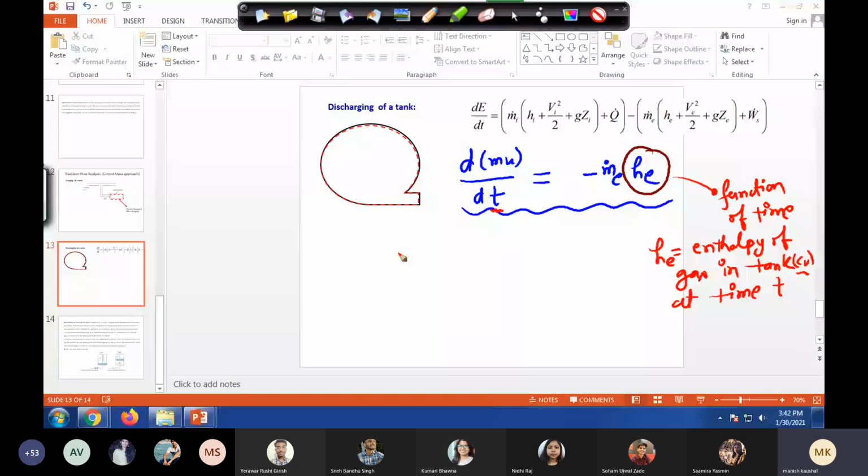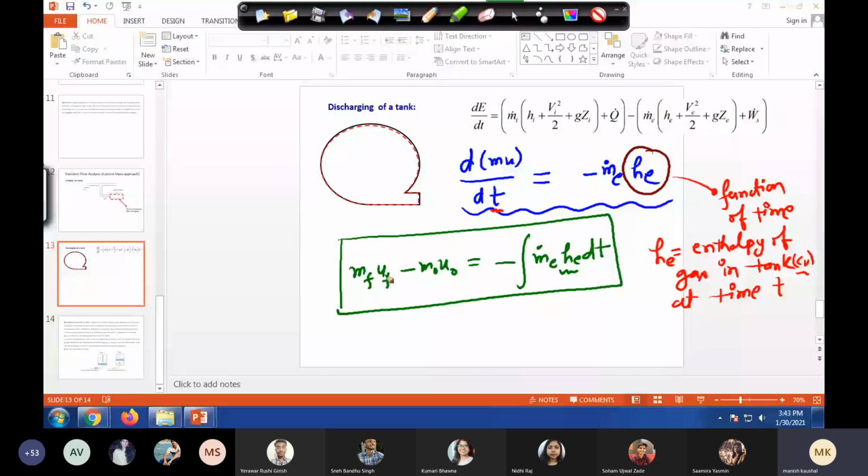If you want to go one step further, you can always write MFUF minus M naught U naught is equal to minus the integral of m dot e HE dt. But be careful, you cannot take it out. Rather than HE, you can simply write it H, because H is a function of time. So that's the overall story. Don't take H out. Unless you know how H is varying with time, there is no other way.